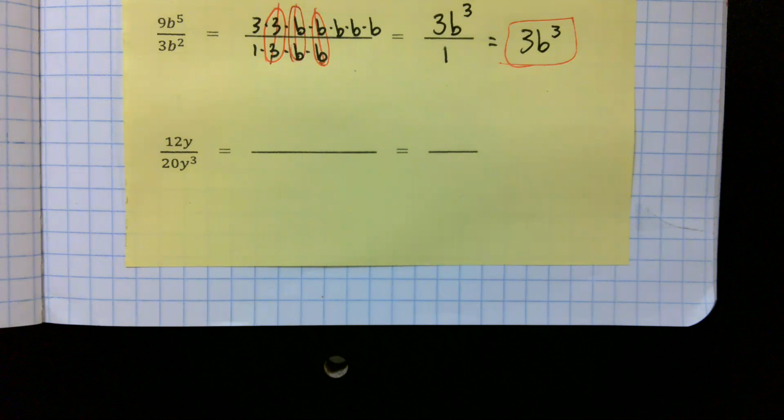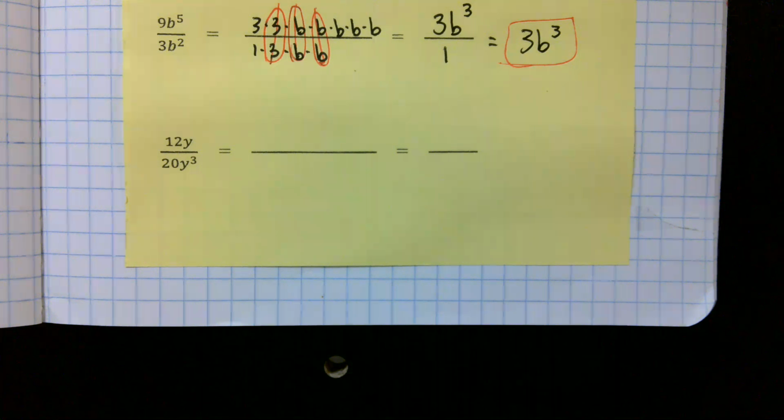Wait, no, I got it right. 3 times 4, right? So if I turn 12 into 3 times 4, what could I turn 4 into? 4 can be broken down more, right? What 2 numbers multiply to give me 4? Yes. So this is 3 times 2 times 2.